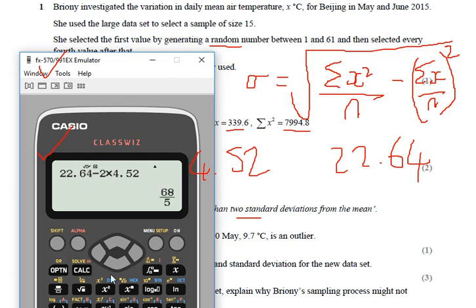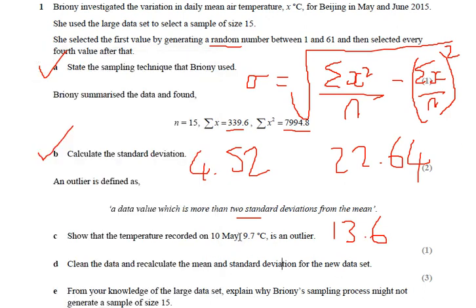And if we work that out, then the limit for what is or is not an outlier is 13.6. So yes, indeed, 9.7 has to be an outlier because it's outside the limit that we would accept values to be. So it is an outlier, that's what the limit is, and it's outside that limit.